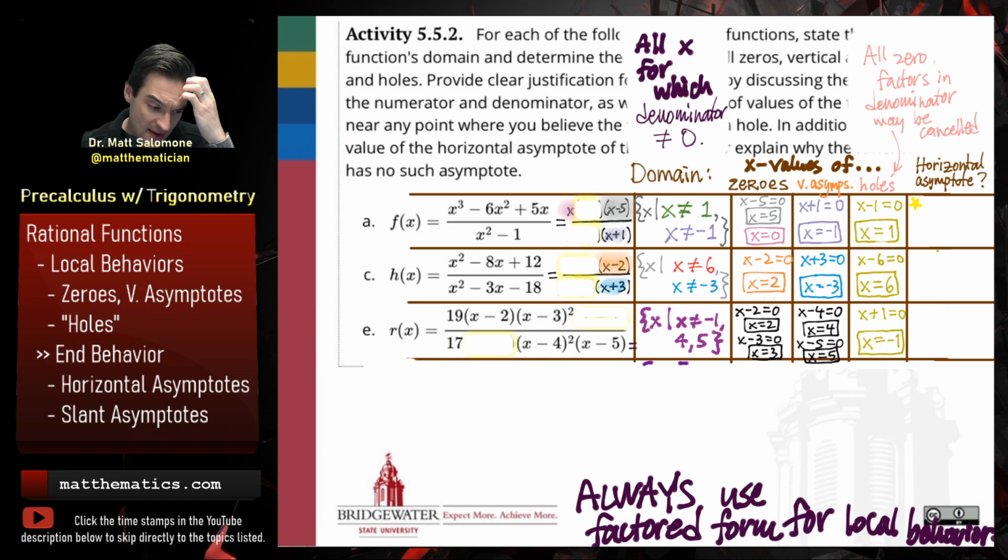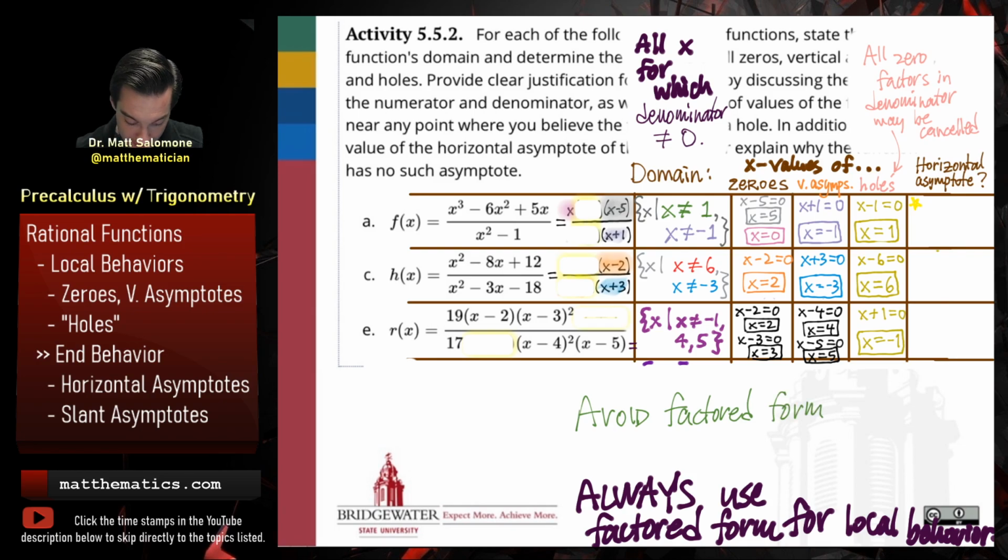So now that we know what's happening near the places where our function is undefined, near the gaps in our domain, what is happening in the long run, in our end behavior, as x gets very, very large, either toward plus infinity or toward minus infinity? What is really happening to the values of these expressions? And it's actually here that we don't want to use the factored form. So avoid factored form, if you can, for thinking about end behavior.